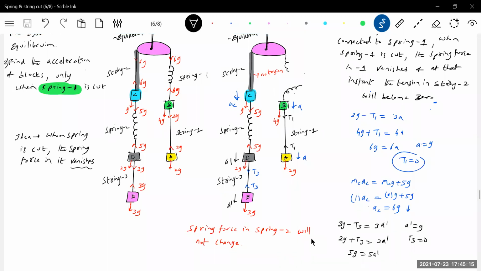One more. So okay, this one: 2g plus T3 minus 5g equal to 2a dash. Adding up this one, 5g minus 5g, a dash is 0. If a dash is 0, substituting, T3 will become 3g. Tension in the string will change, in the string 3 it will not change.